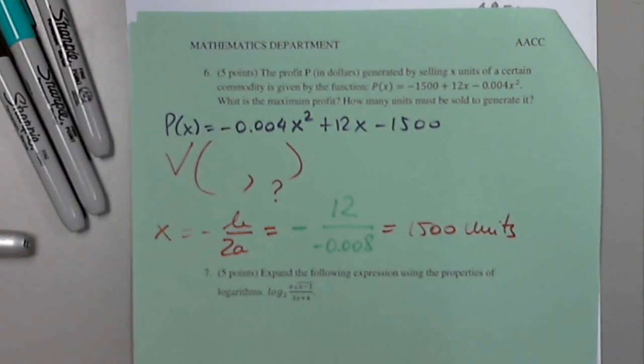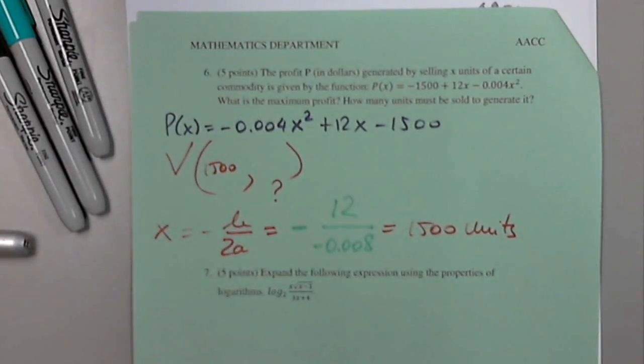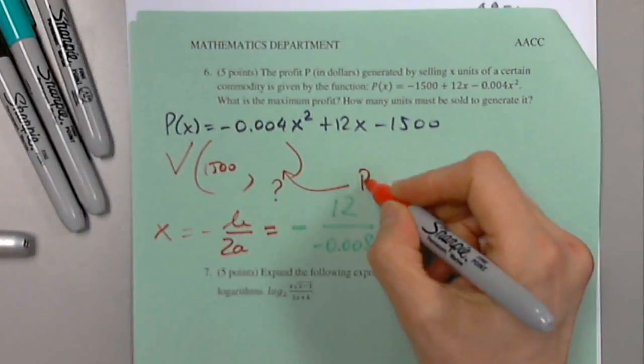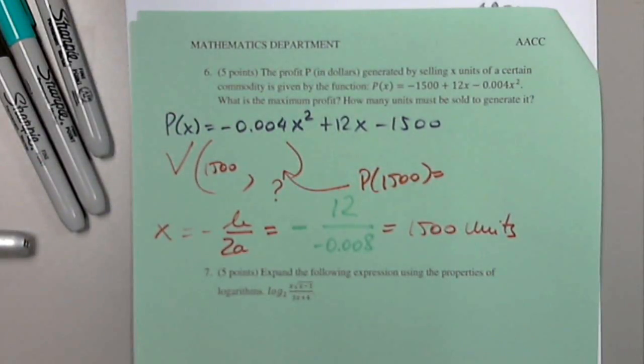Units. Very good, because X is the number of units produced, hopefully sold. Okay, very good. Now, I have the 1500. What do I have to do next? Plug it in. So please plug this in, find P of 1500, and tell me what it is. What will be the measurement unit of P of 1500? Depends on what P is. And P is?